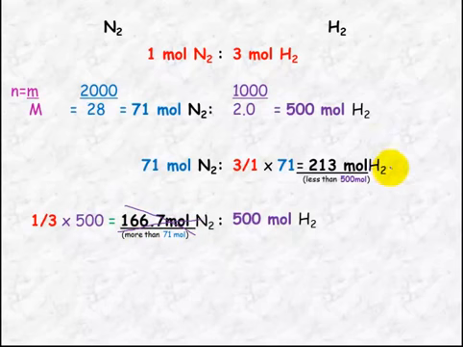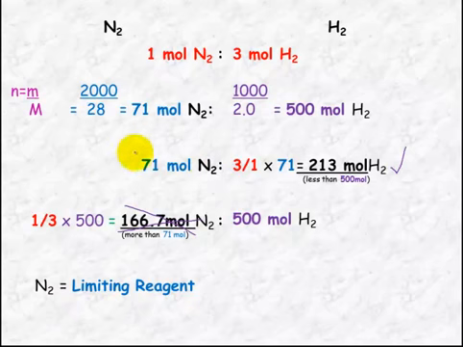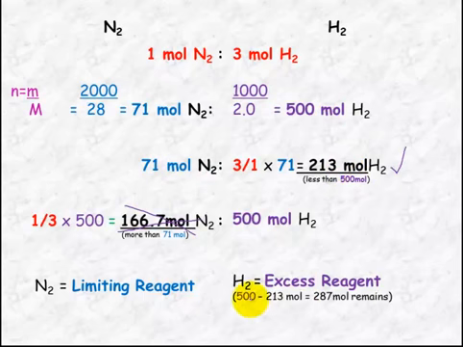And this is the reaction here which will happen. This means that the nitrogen is our limiting reagent, and it's 71 moles of nitrogen. And our hydrogen is the excess reagent. How much is it in excess by? Well, I start off with 500 mole, and to react with 71 mole of nitrogen, 213 mole will be needed. So thus, 500 minus 213 equals 287 mole that just sits there and does not react. This is how much hydrogen is in excess.